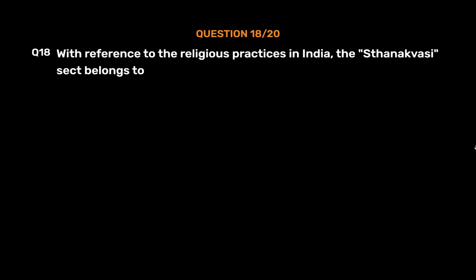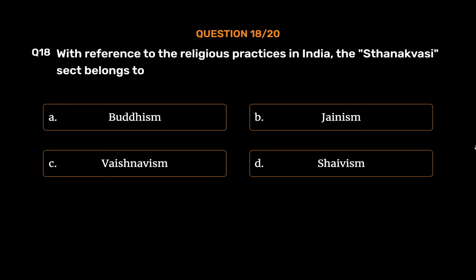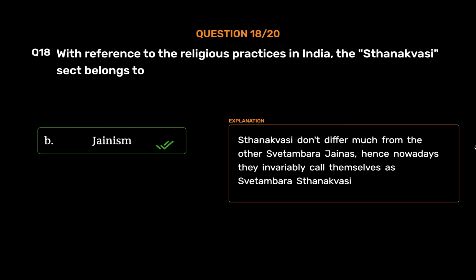Question number 18. With reference to the religious practices in India, the Sthanakvasi sect belongs to Option A. Buddhism. Option B. Jainism. Option C. Vaishnavism. Option D. Shaivism. The correct answer is Option B. Jainism. Sthanakvasi don't differ much from the other Svetambara Jainas, hence nowadays they invariably call themselves Svetambara Sthanakvasi.